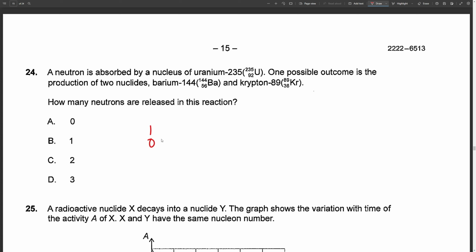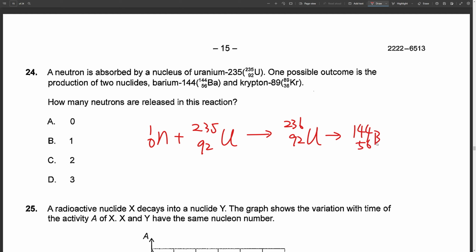It begins with a neutron being absorbed by a uranium-235 nucleus. So let's begin with an equation balance from the left-hand side going to the right-hand side, and it will be a uranium-236 nucleus. After that, it's going to split into two daughter nuclei. They are barium-144 and krypton-89.